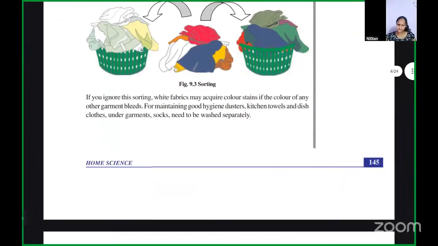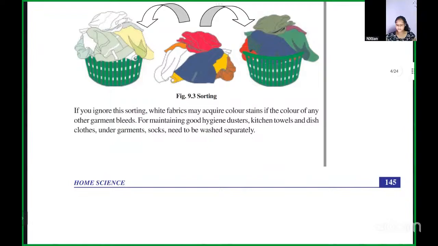If you ignore this sorting, white fabrics may acquire color stains if the color of any other garment bleeds. For maintaining good hygiene, dusters, kitchen towels, dish clothes, undergarments, and socks all need to be washed separately. Usually, all of this is washed by hand. All the kitchen dusters, kitchen towels, and dish clothes are washed by hand. Socks and undergarments are also washed by hand.